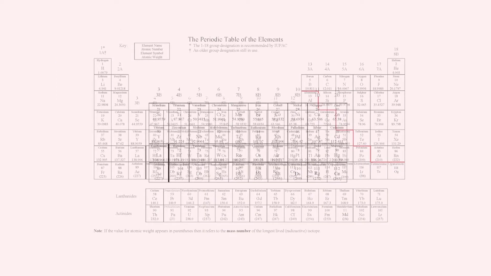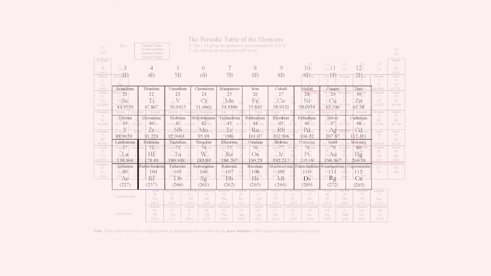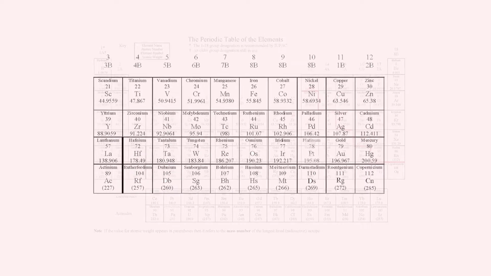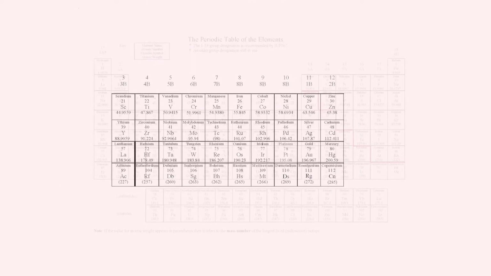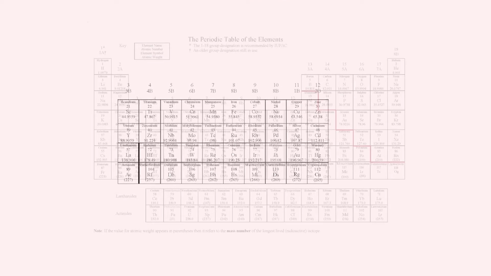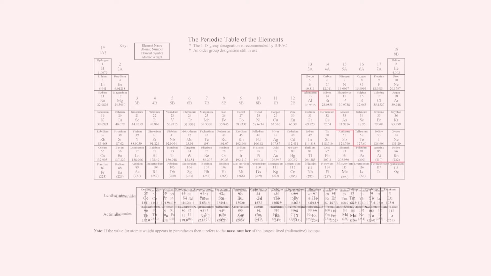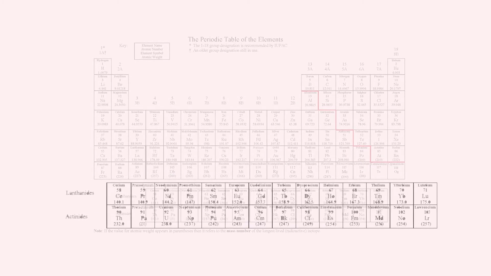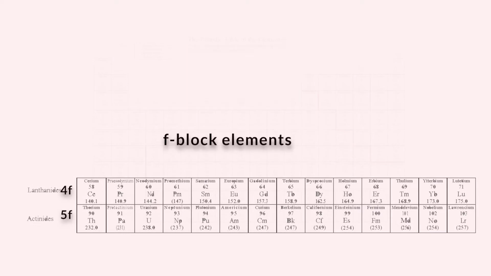The group 3 to 12 are the d block elements, and the 3d orbitals are filled on the first row. There are 5 d orbitals. 2 are aligned along the axis, and 3 are 45 degrees away. The lanthanides and actinides are the F block elements, where the 4f of the lanthanides are being filled, and the 5f of the actinides are being filled.